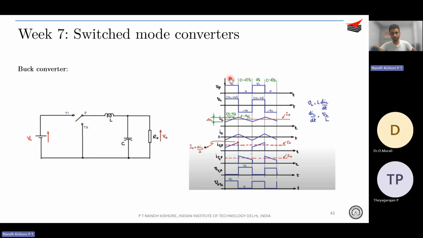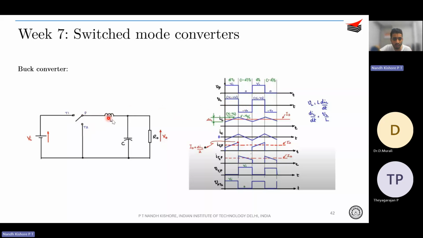So we have seen about the primary, about the VP, that is the pole voltage. And then we saw what would be the inductor voltage. When the pole is connected through 1, the inductor voltage would be V in minus V naught. And when the pole is connected through 2, the inductor voltage would be minus V naught. That is why it is Vi minus V naught during the DTS interval, and minus V naught during the 1 minus D TS interval.